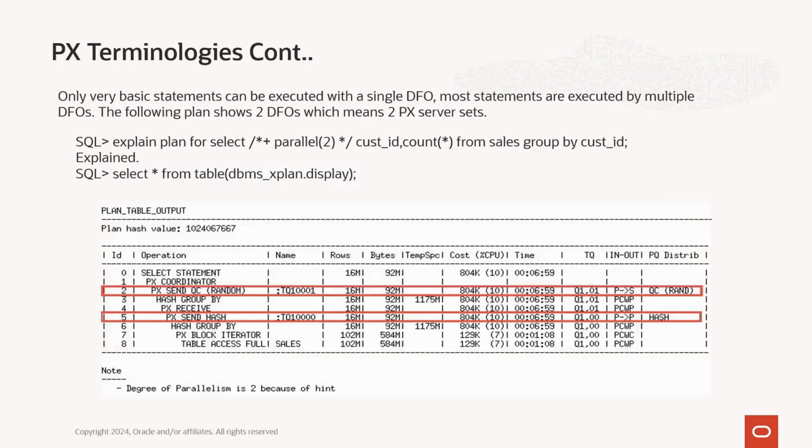Only very basic statements like select star from table can be executed with a single DFO. Most queries will have more than one DFO. The following example shows 2 DFOs. Here the parallel hint is 2 only, but an additional clause has been added in the select query, so it has used 2 DFOs. We can see the DFOs at line ID 2 and line ID 5. These are the 2 DFOs, the data flow operations.